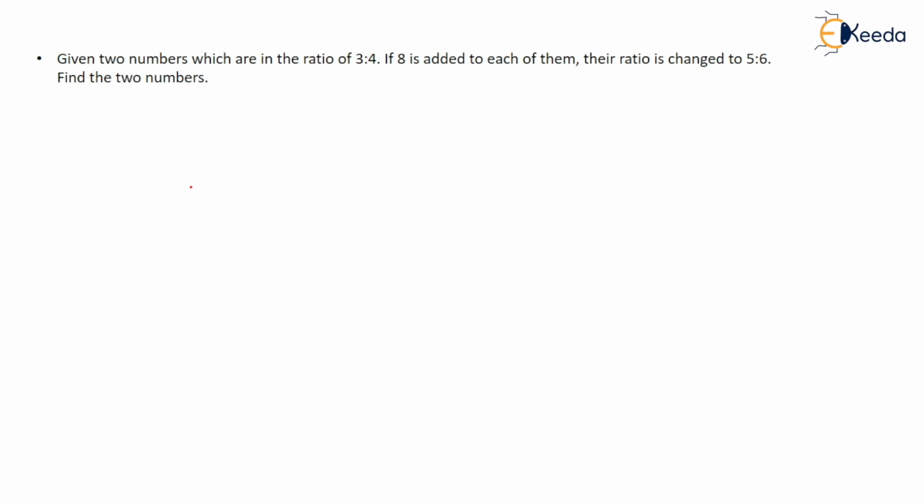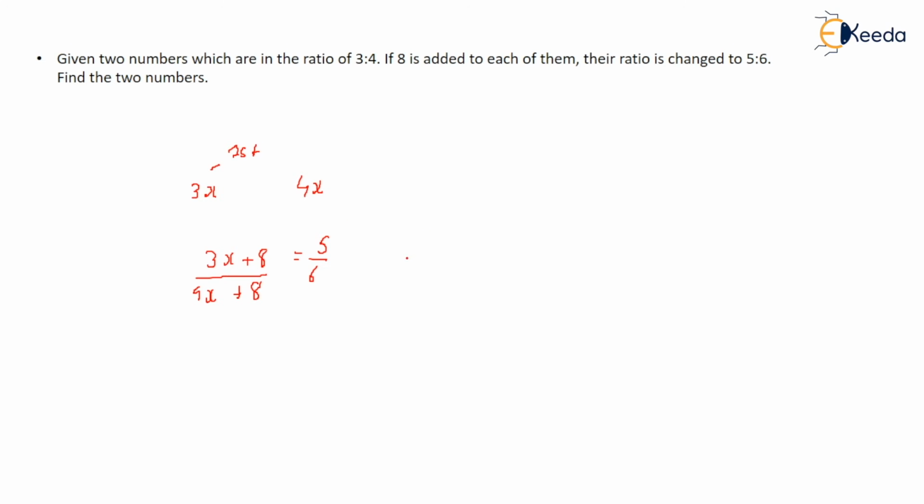Find the two numbers. So let 3x be the first number, and the second number is 4x. Okay, so they are in ratio, 3x by 4x, and if you add 8 to them, the ratio becomes 5 by 6. Now you can solve it.